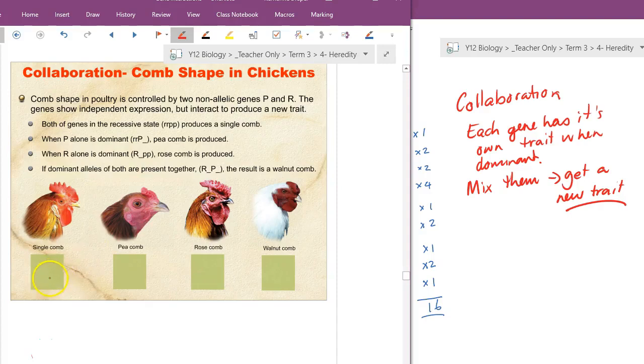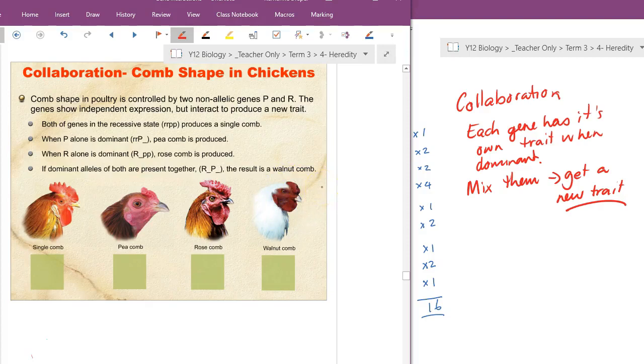If you have a single comb, you don't have either the R or the P gene, or in my example here, A or B. But if you have just the P gene, you end up getting a P cone, and it doesn't matter whether you're homozygous or heterozygous for P. You just have to have one dominant allele. If you have one dominant allele for the R gene, you get a rose comb. But if you mix the dominant alleles, the rose and the P, you end up getting a completely different phenotype here called the walnut.